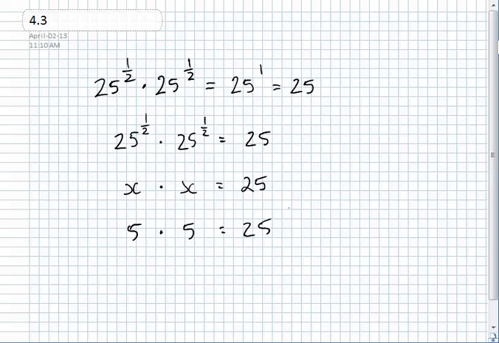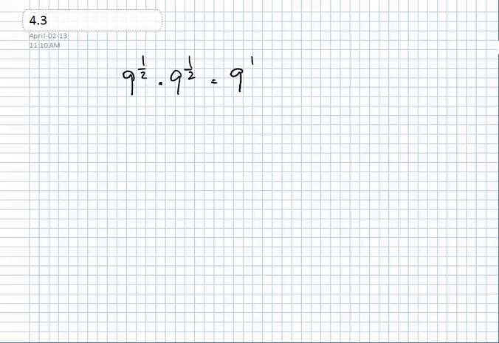Let's see if that works with a different number. Okay, 9 to the power of a half times 9 to the power of a half is just going to be 9 to the power of a half plus a half, or 1. And so, sure enough, this just means 3 times 3, okay, which is 9.